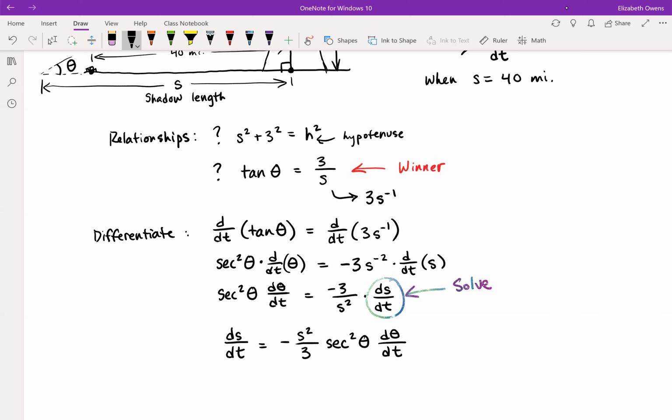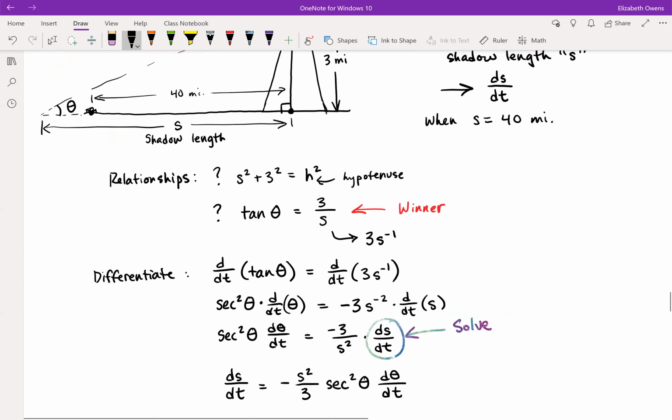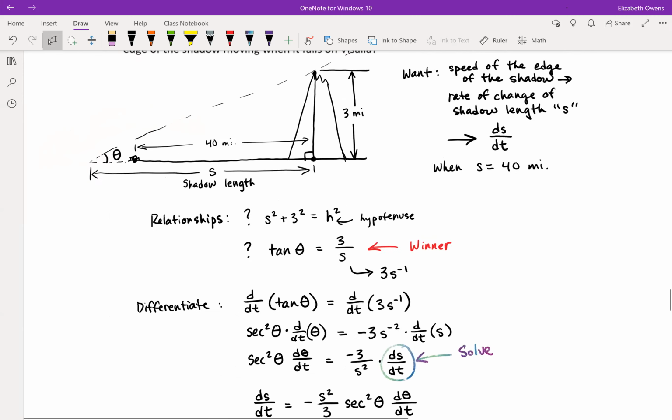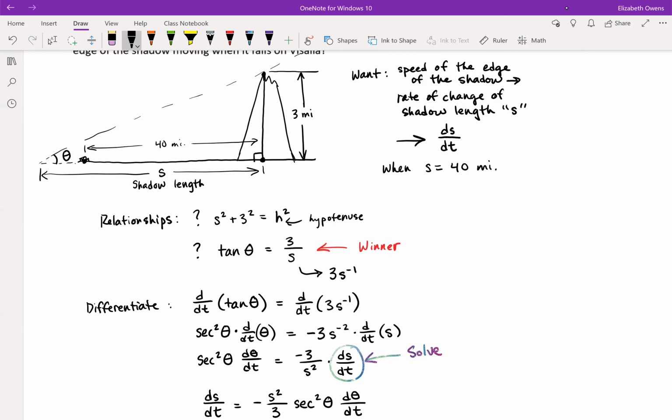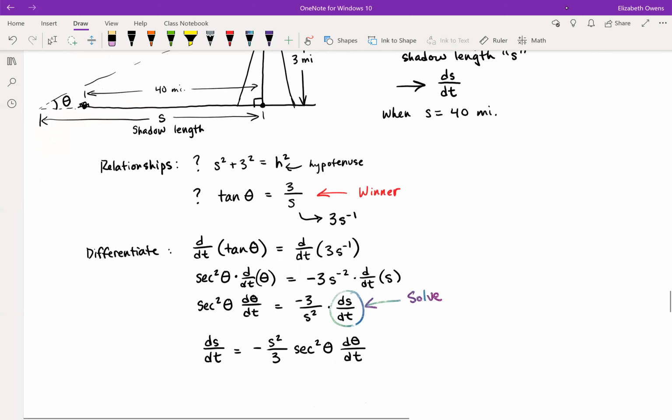Okay, now we should look at what we have values for and what we still need to find here. So notice that we do want this rate of change ds dt when s equals 40 miles. So we do have a value for that.